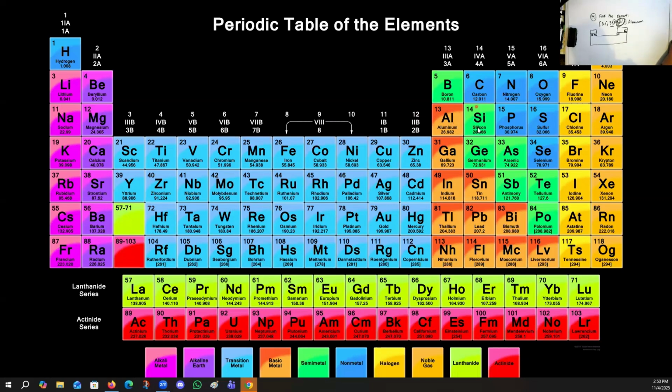Silicon's final electron, 3p2. Phosphorus's final electron, 3p3. So you can use the position on the periodic table to help you answer a question like that as well.